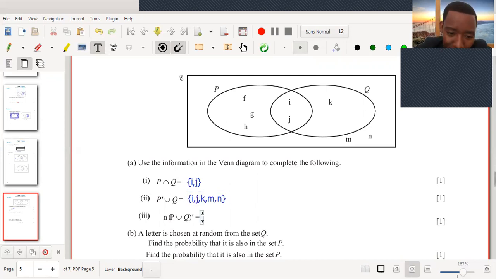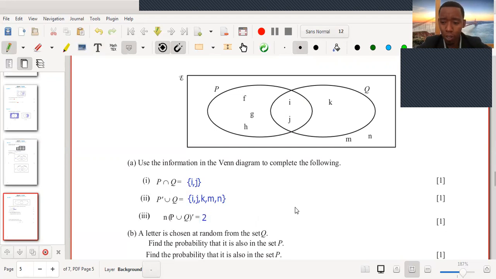How many elements are not in the union of P and Q? This n stands for the number of elements. How many elements are not in the union? There are two elements. Which ones? M and N, because M and N are outside P and Q. So those are the elements we are talking about. There are two here.